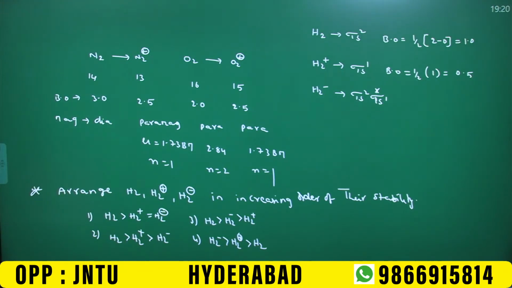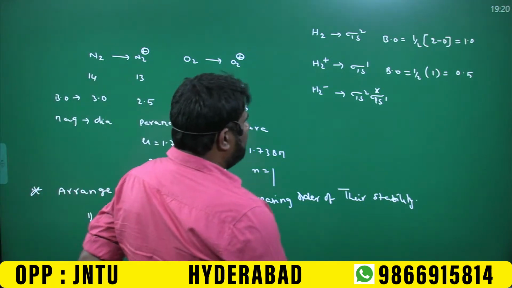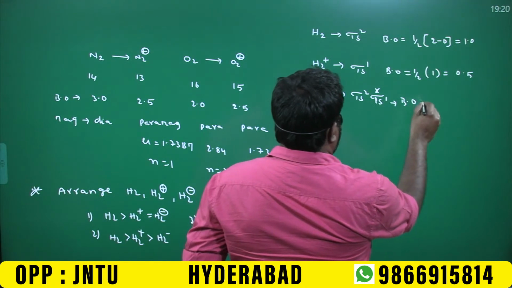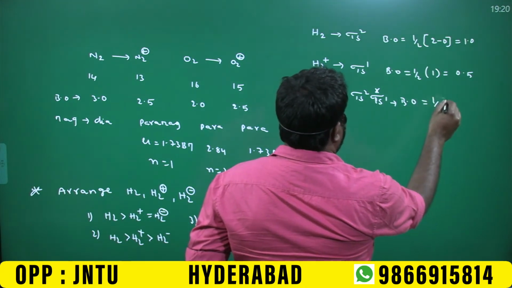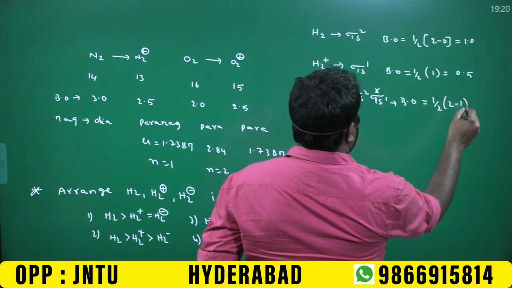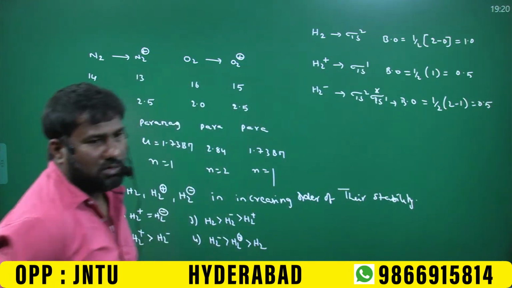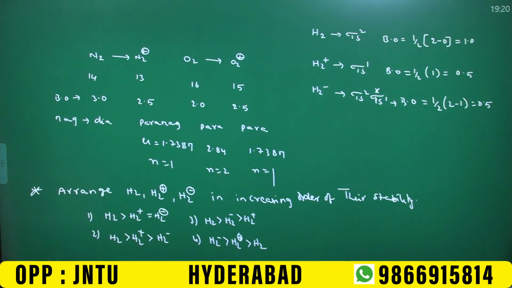Then coming to the third one, H2 minus: sigma 1s2, sigma star 1s1. Coming to the bond order, equal to 1 by 2 into (2 minus 1), equal to 0.5. Okay.